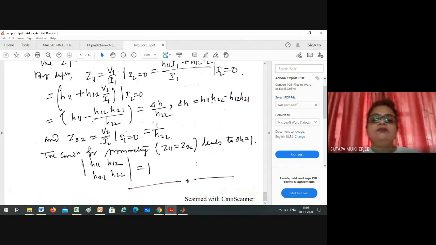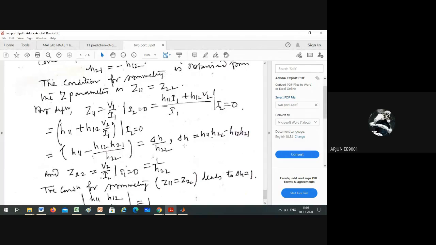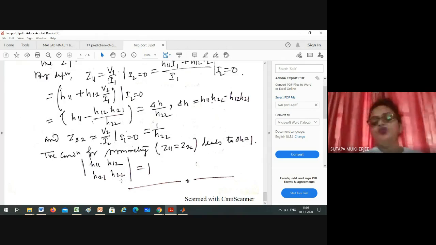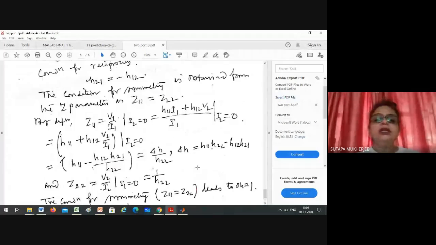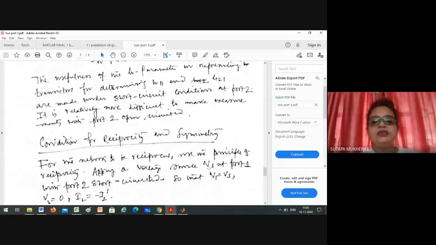Now the condition for symmetry, as I have said, is Z11 equal to Z22. If you compare Z11 and Z22, then delta H is equal to 1. Delta H means H11 H22 minus H12 H21. So this is the condition for reciprocity and symmetry in the case of hybrid parameters.